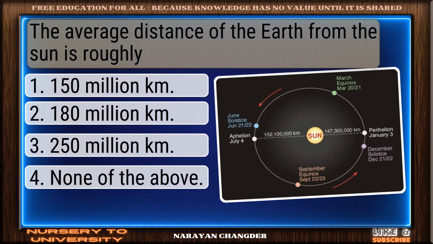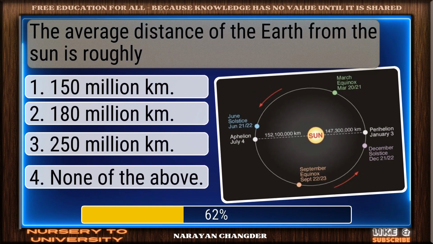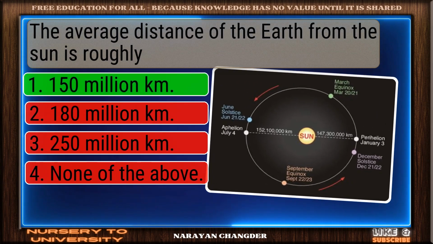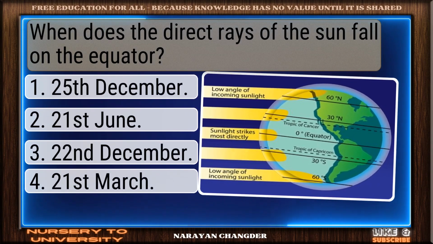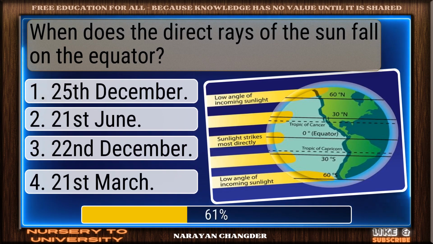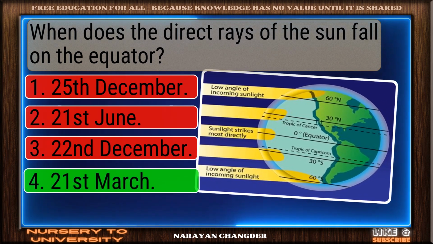The average distance of the Earth from the Sun is roughly... You're right. 150 million km is the correct answer. When do the direct rays of the Sun fall on the equator? Excellent choice. 21st March is the right answer.